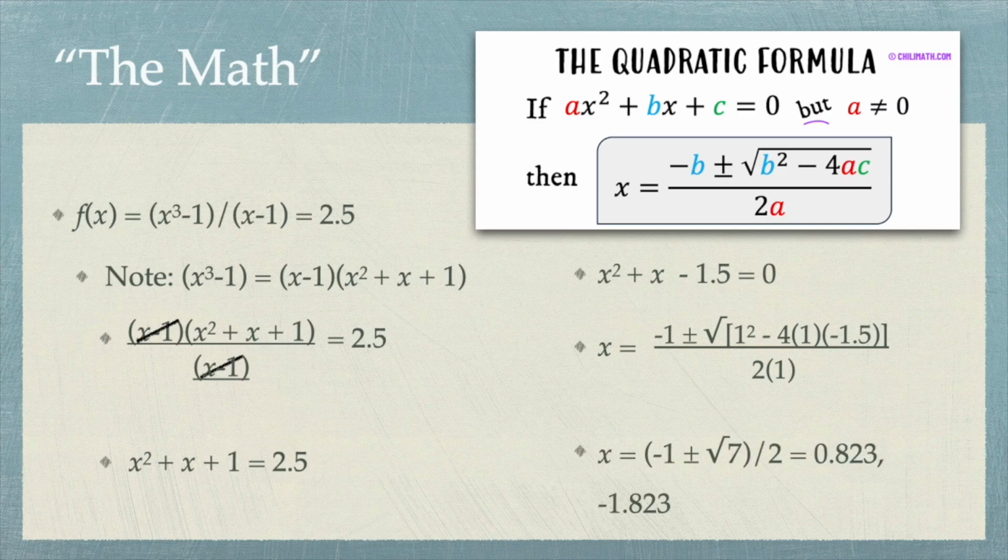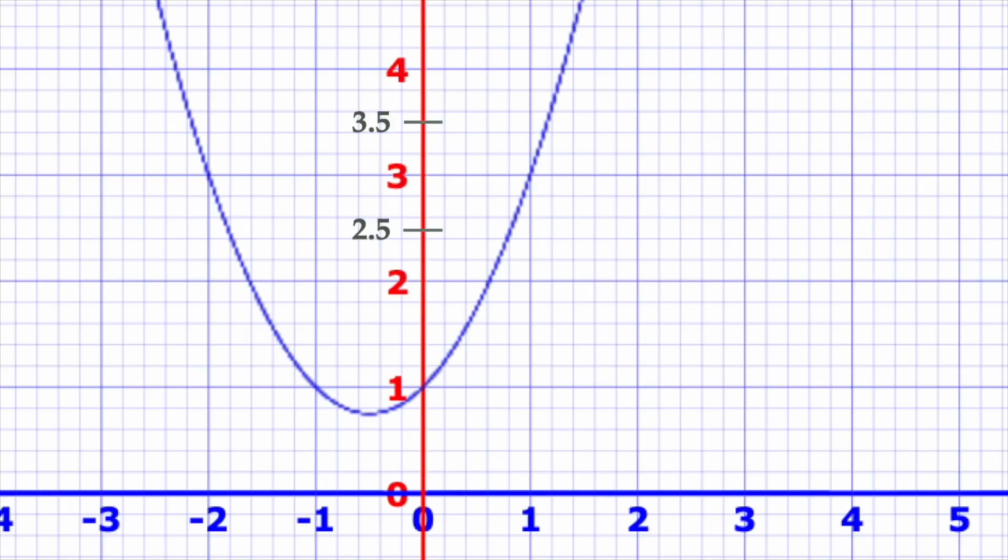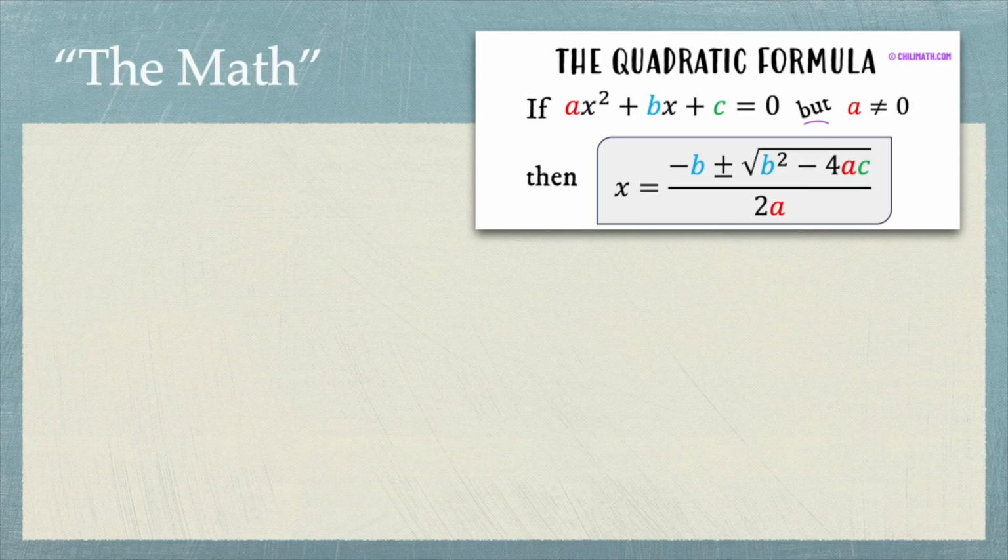-1 plus or minus the square root of 7, all divided by 2. And the plus and minus give us two different values, positive 0.823 and negative 1.823. So there's one, and there's another. All right, now since we're just looking at the values close to 1, we can just look at the positive value.